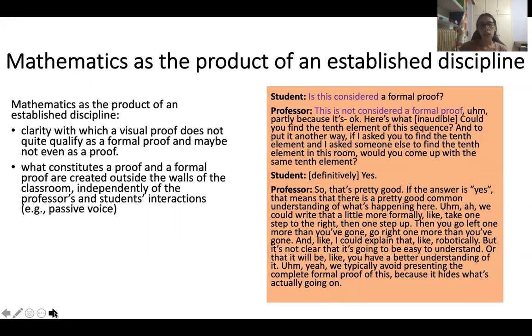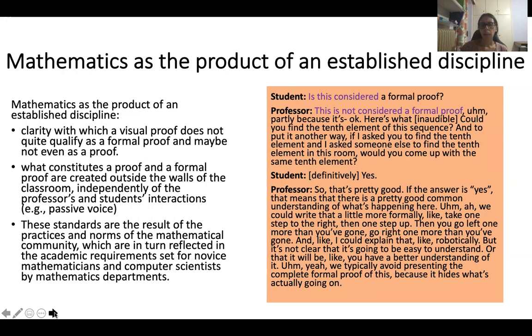We also see that what constitutes a proof and a formal proof are created outside the walls of the classroom, independently of the interactions between the professor and the students. So in fact, the student poses their question by asking, is this considered a formal proof, using passive voice? The standards now of what constitutes a proof and what constitutes a formal proof are the result of the practices and norms of the mathematical community according to this discourse.